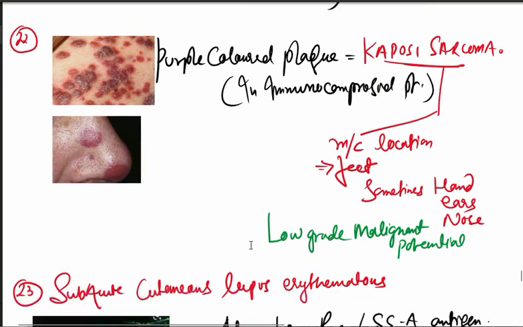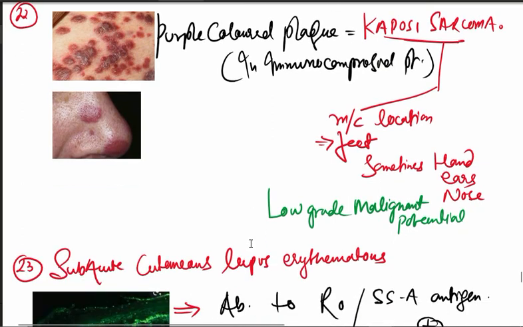Okay, next condition, this is the purple colored plaque. This is Kaposi sarcoma, seen in immunocompromised patients, and the most common location of Kaposi sarcoma is the feet, but sometimes it can involve hands, ears, nose. It has low grade malignant potential.